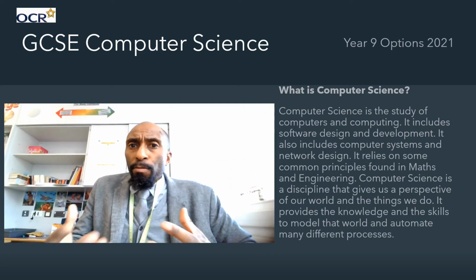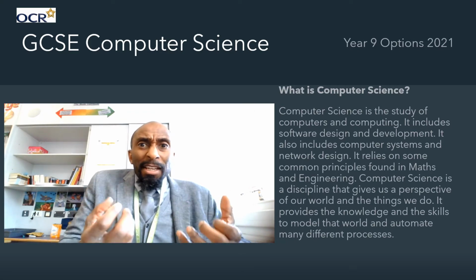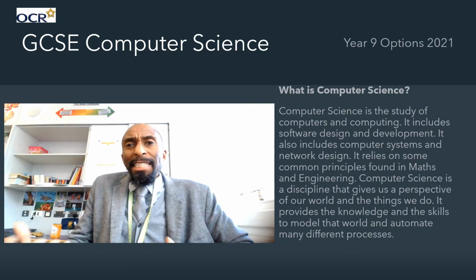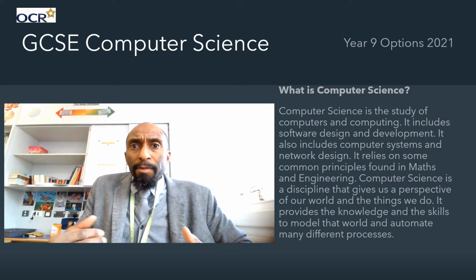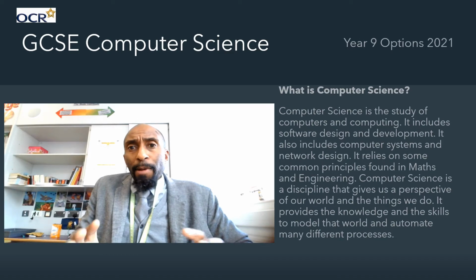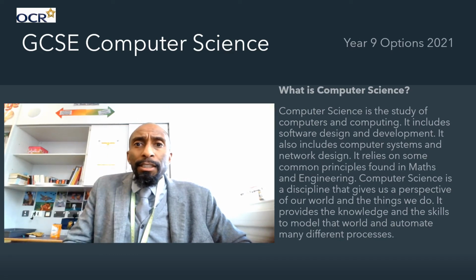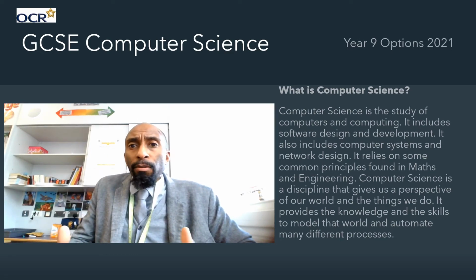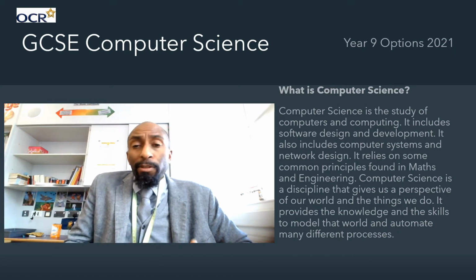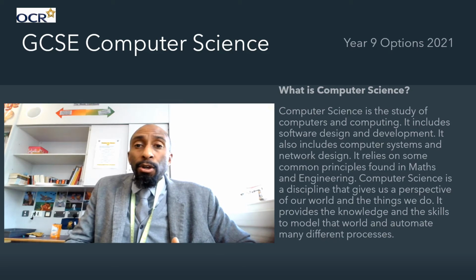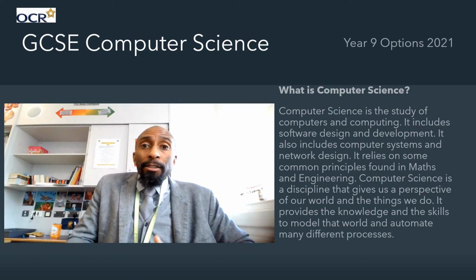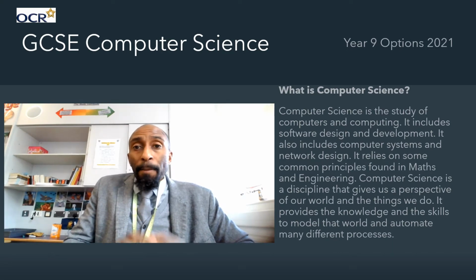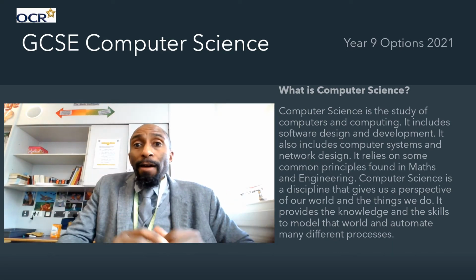But also, it's so much more. It's a maths type subject, but also it's an engineering type subject. So there's principles from both of those fields in there. But also, what I love about computer science is that it's an opportunity to give you a fresh perspective of the world and the processes in the world, the things that we do, the tasks, the activities, whether it's building a car, building a house, or maybe even just getting a mortgage, and automating those processes. In other words, making them automatic, building systems that can do that for us.